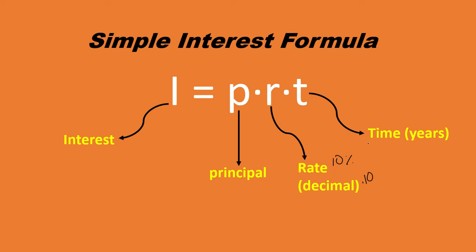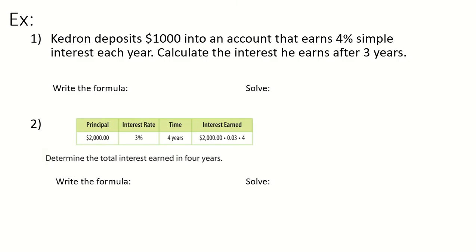And T stands for time in years. It has to be in years. So watch for that. I equals PRT, simple interest formula. You will have to solve questions that look possibly like this for a quiz or a test. Let's look at number 1. Kidron deposits $1,000 into an account that earns 4% simple interest each year. Calculate the interest he earns after 3 years.